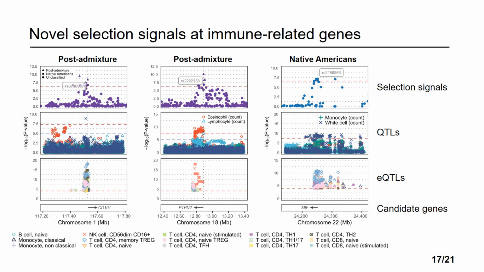In this case, the SNP was located close to the MIF gene, a gene that plays a role in the regulation of macrophage function. And again, we see that the top SNP was strongly associated to white cell counts, and that it controlled the expression of this gene in different immune cells, but particularly again in CD4 T cells.